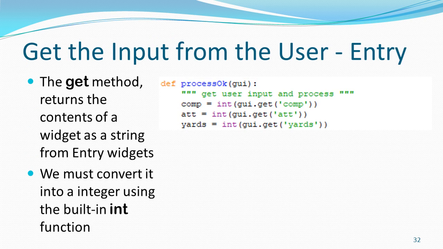So here's our function, process OK, and it will have an argument or a parameter, and that will be the GUI. So we have the parameter in parentheses and that colon. So we have our documentation for the function. Then our first 3 lines, we assign comp, attempt, and yards, the results of GUI.get for each one of those tags, and then we convert it to an integer. Remember, GUI.get will return a string, so we need to convert it to an integer.